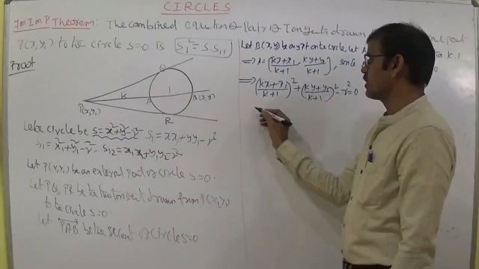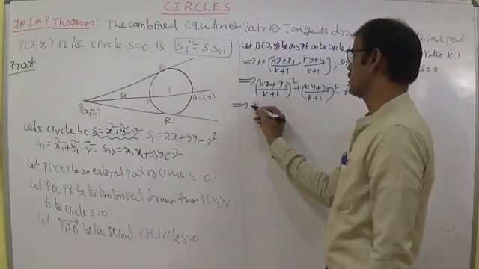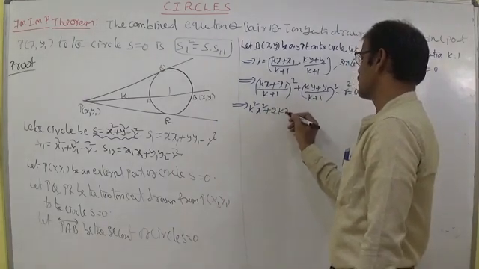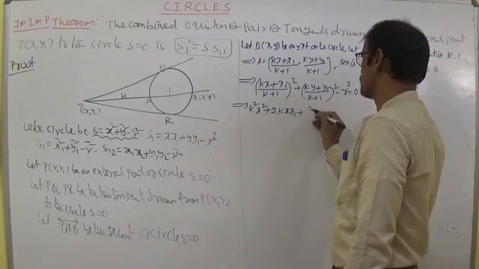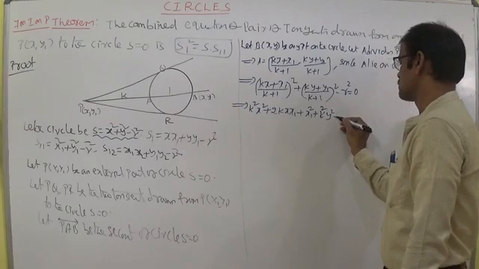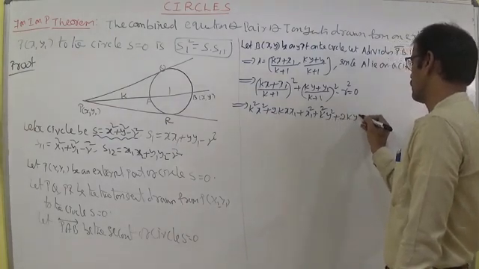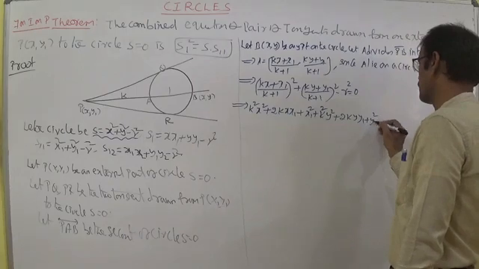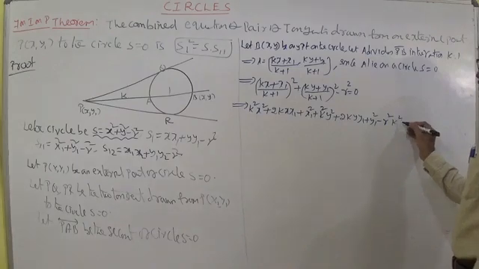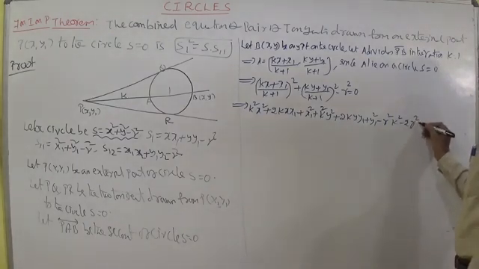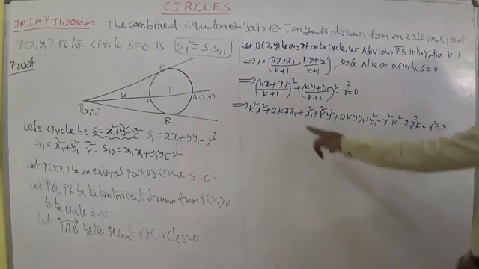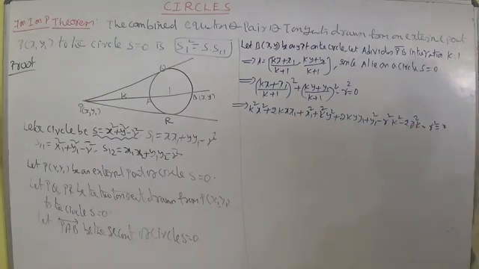Now, depending upon the (a plus b) whole square formula, you can write this as k square x square plus 2k xx1 plus x1 square plus k square y square plus 2k yy1 plus y1 square minus r square into (k plus 1) whole square, taking LCM, multiplied with r square, equal to 0.